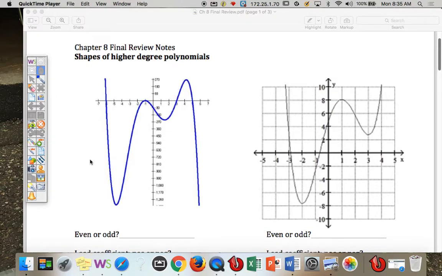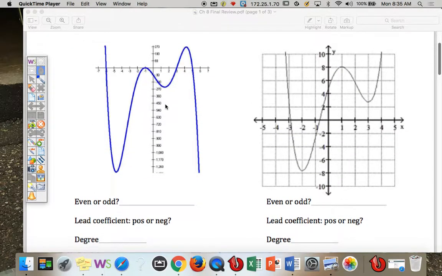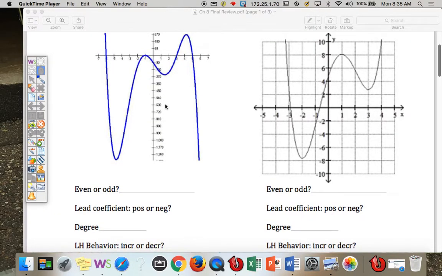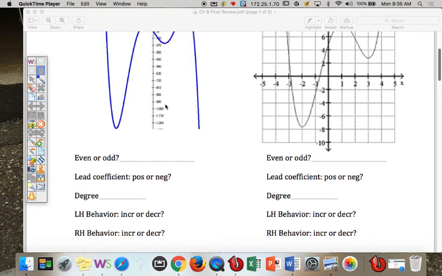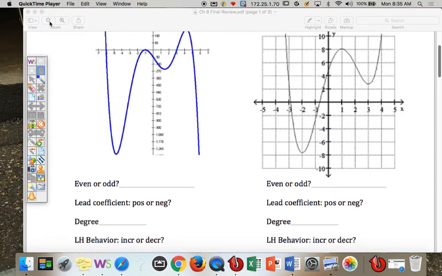In Chapter 8, we looked at higher degree polynomials. So some of the questions looked like this. Given this function, is it even or odd? Is the lead coefficient positive or negative? What's the degree? What's the end behavior, we call it? So let's take a look at this first one.